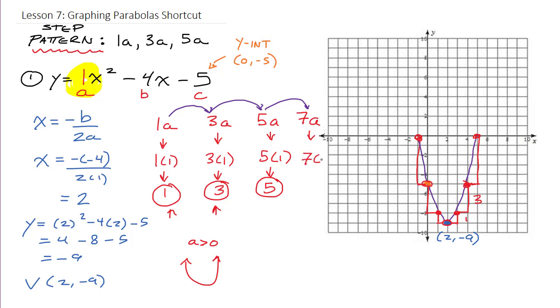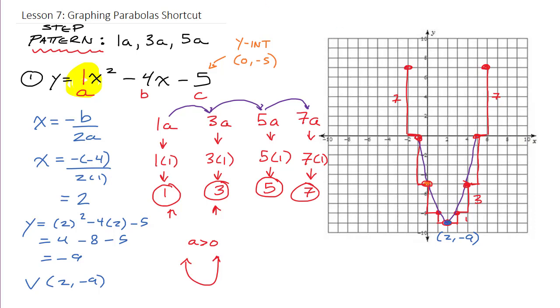So 7 times a, 7 times 1. We're going to go up 7. So I'm going to take one more step to the left and right. And this time I'm going to go up 7. 1, 2, 3, 4, 5, 6, 7. And put a point there. Now, that is as far as you need to go. 1, 3, 5, and maybe sometimes 7.